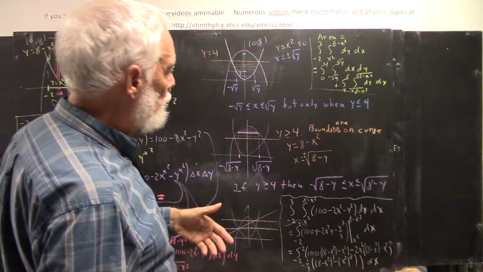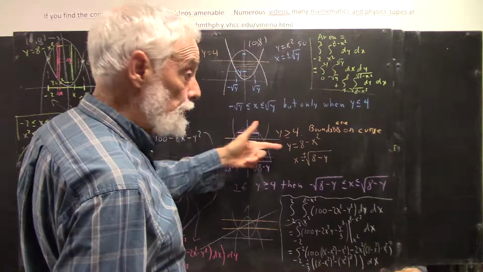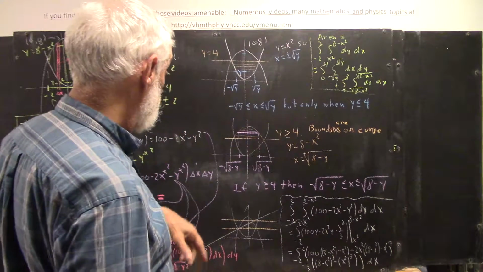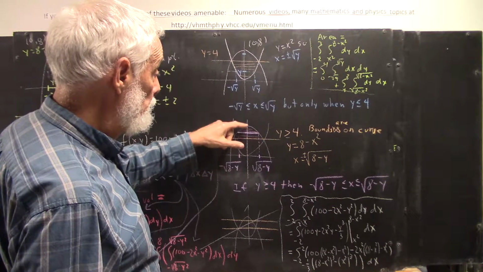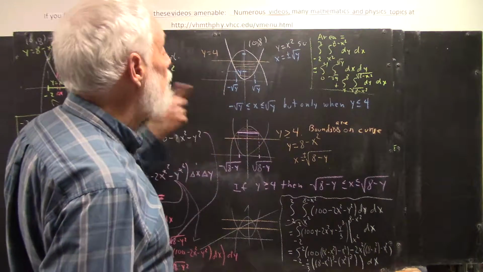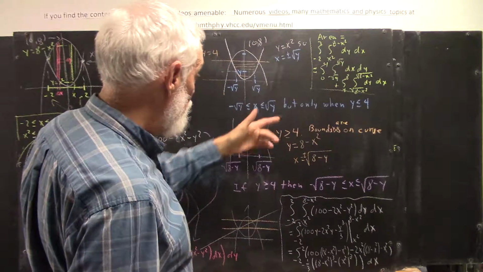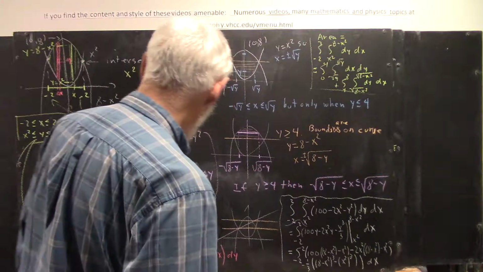And we need to break that description into two parts if we're going to use horizontal cross sections. If we're going to let y go from 0 to 8 and see what the bounds are on x for every y, the bounds are going to depend on whether y is less than 4 or greater than 4. And these are the two inequalities that govern it.